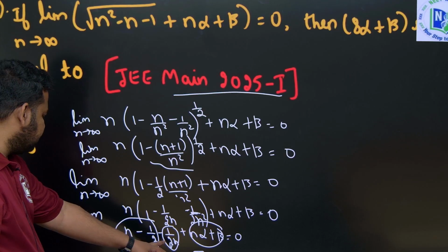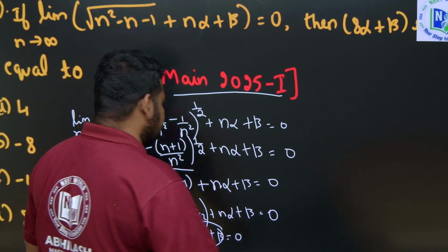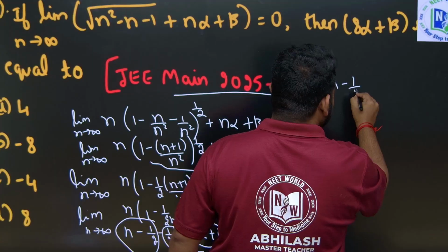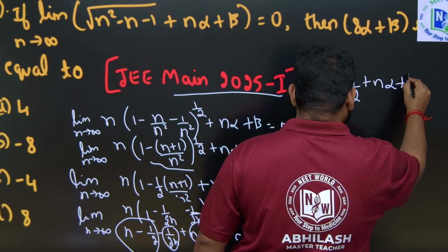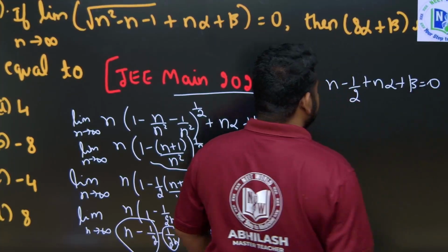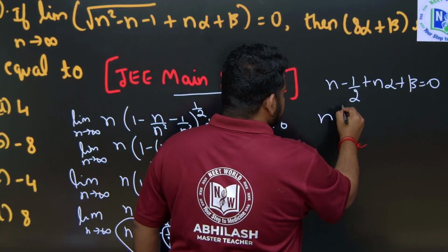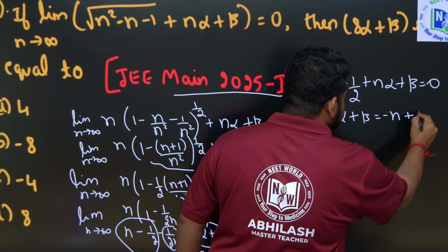That is 1 by 2 to the power of n, which is nothing but 1 by infinity, that is nothing but 0. So I will be left with only n minus 1 by 2 plus n alpha plus beta is equal to 0. If I send it that side, I will get n alpha plus beta is equal to minus n plus 1 by 2.